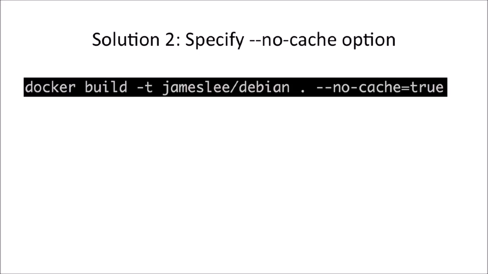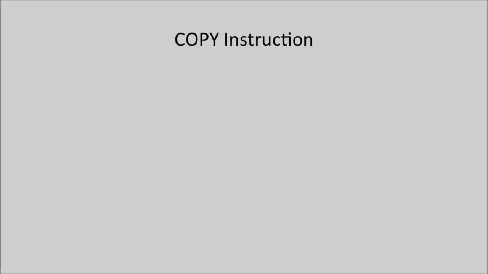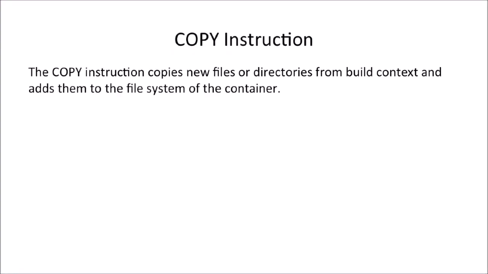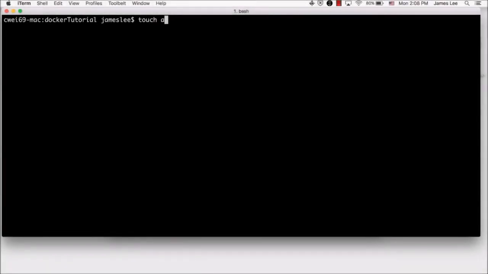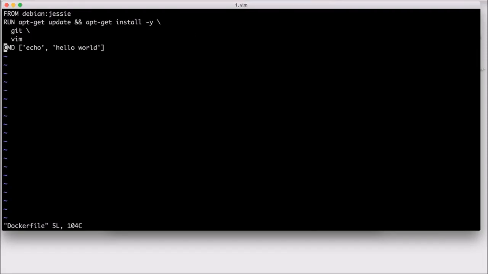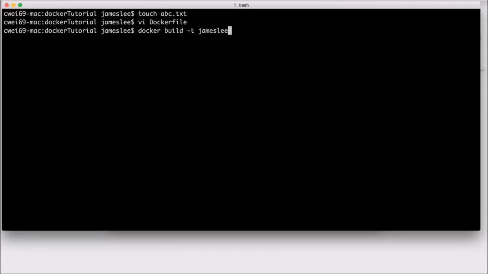Next, let's talk about the COPY instruction. The COPY instruction copies new files or directories from the build context and adds them to the file system of the container. Let's see this in action. Here, we add an abc.txt file in my current directory. Let's modify the Dockerfile. Remove the CMD instruction and add a COPY instruction to copy the abc.txt file to the container. Then save the file. Just rebuild the image and run the container.